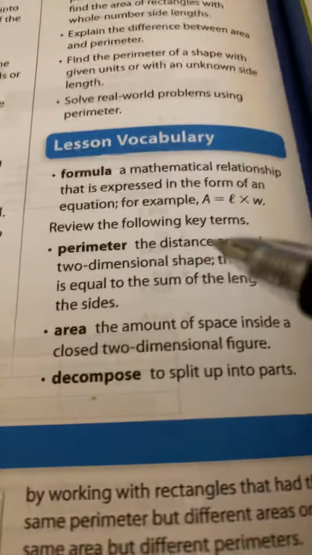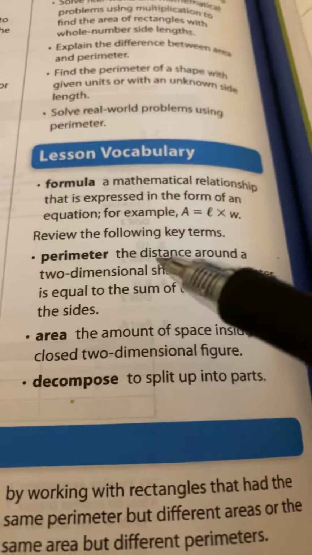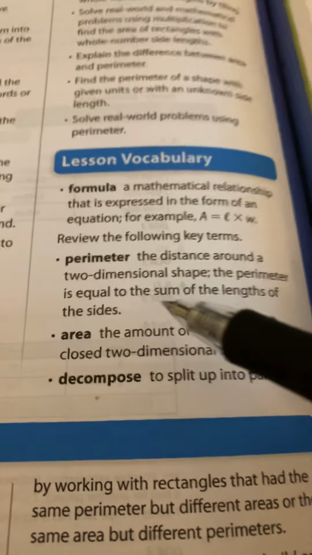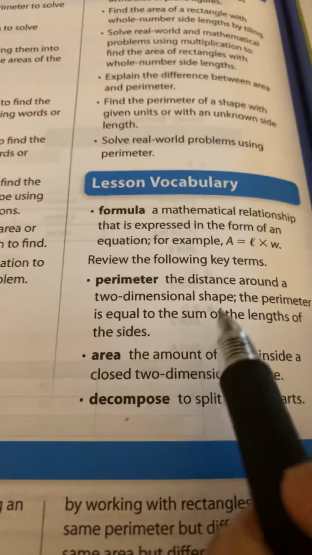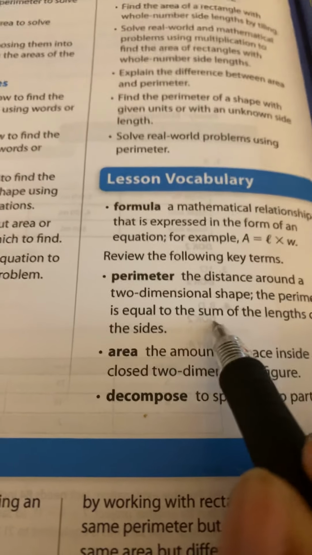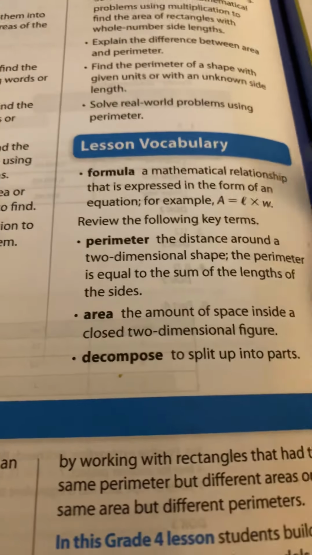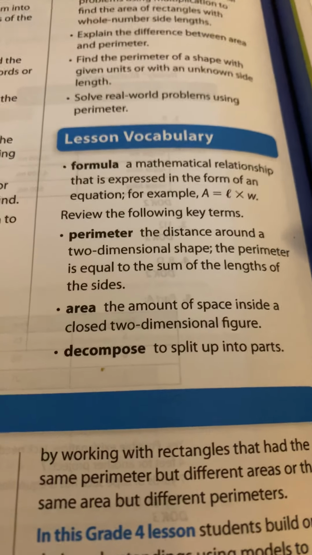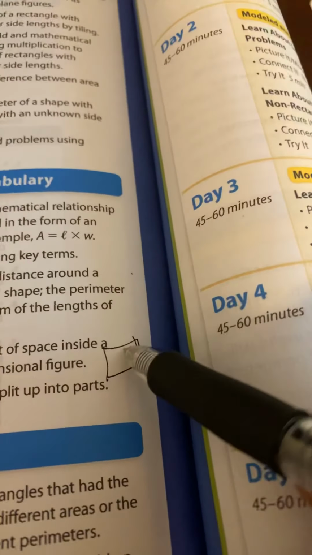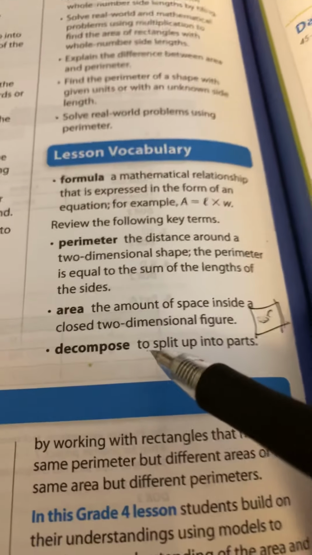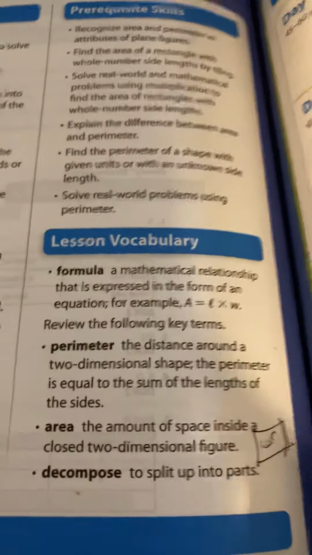So we're going to review the following key terms: perimeter, the distance around a two-dimensional shape. The perimeter is equal to the sum of the lengths of the sides. When we say the sum, that is the result that you get when you add two numbers together. The area is the amount of space inside of a two-dimensional figure. So if you have a square, this is the area on the inside and outside is the perimeter. Okay? And decompose means to split up into parts. So that means you're going to break it down and split it into parts.